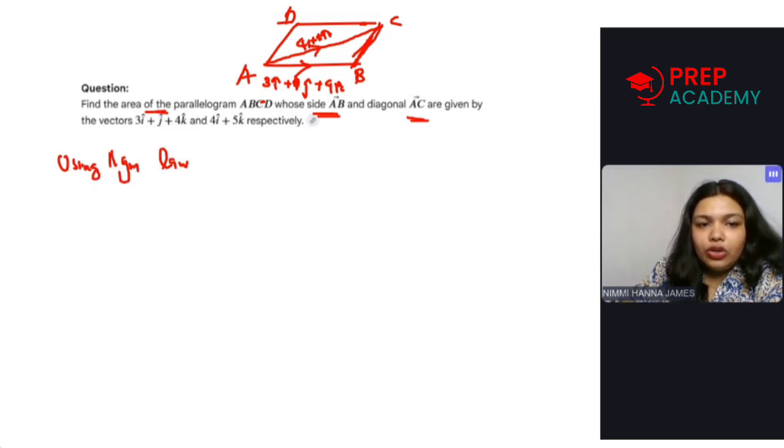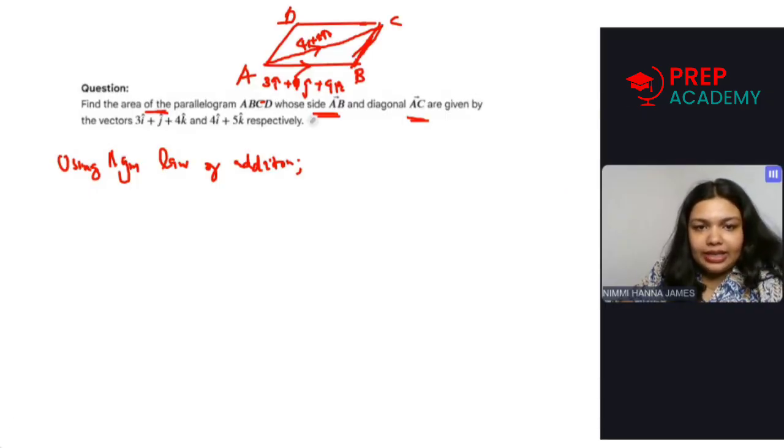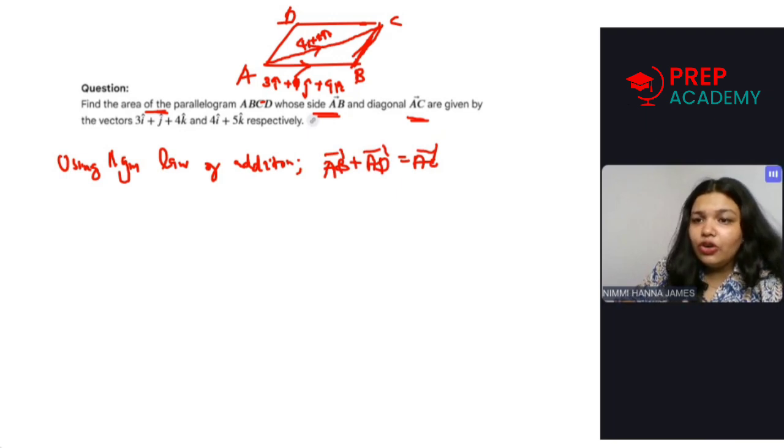Okay. So AD vector. So using parallelogram law of addition, if we add two adjacent sides of a parallelogram, we get the diagonal. Correct. So where is it? Yeah, this is the parallelogram law. So if we add A plus B gives the diagonal. So here the two sides are AB vector plus AD vector gives AC vector. So from this we want to find AD vector. So AD vector is equal to AC vector minus AB vector. We just moved it to the right side. So find AD vector, AC minus AB.